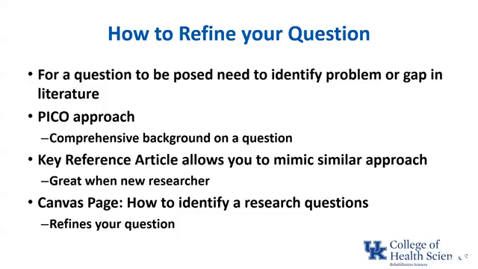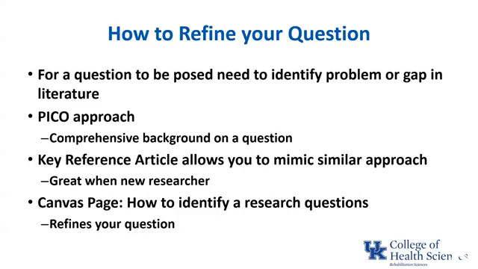I think there's two really good approaches to do that. One is the PICO approach, one is using the key reference approach. Canvas, I've shared some information about how to identify a research question, and I think it's really more not so much to identify, but now you're just refining your questions because you and your advisor has sort of given you the general topic. So the PICO approach is going to be using the literature to identify what's already out there.